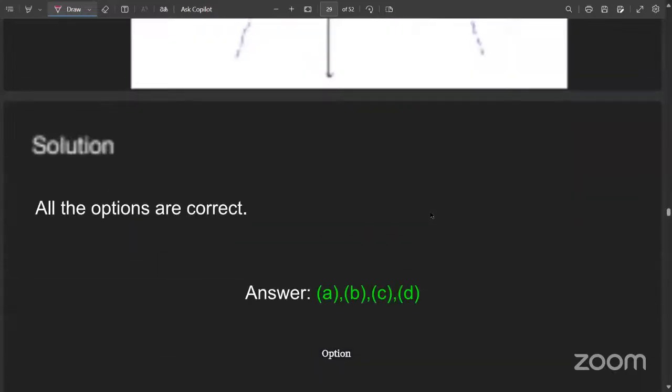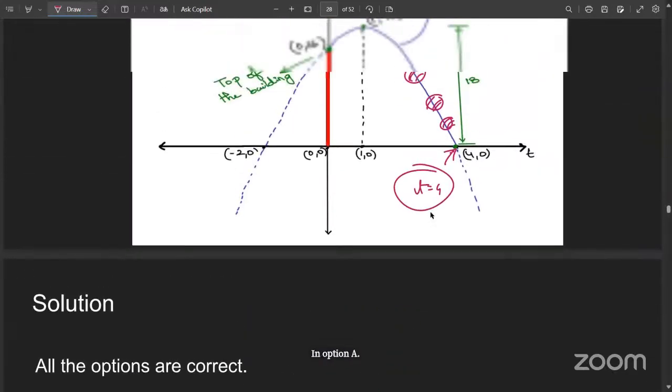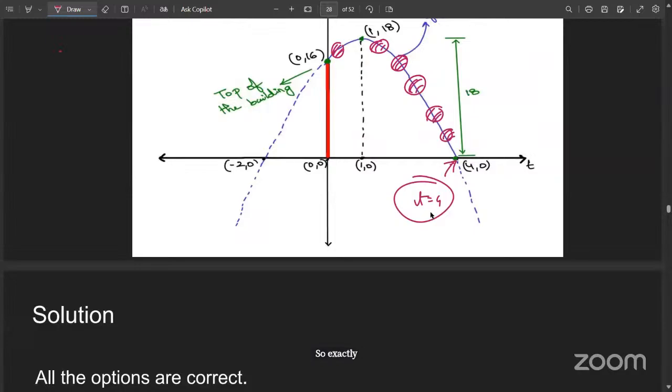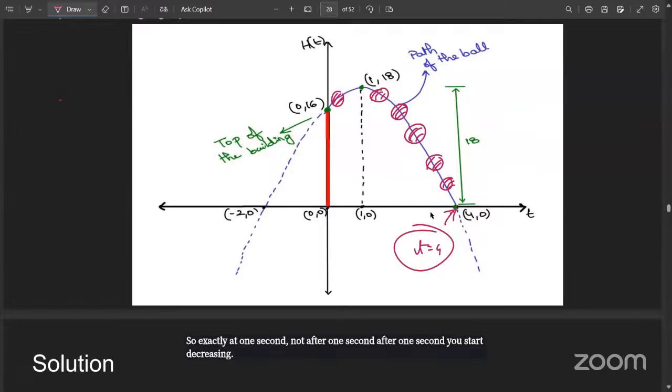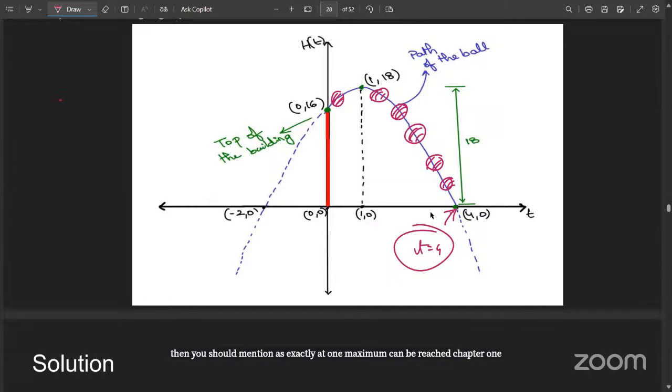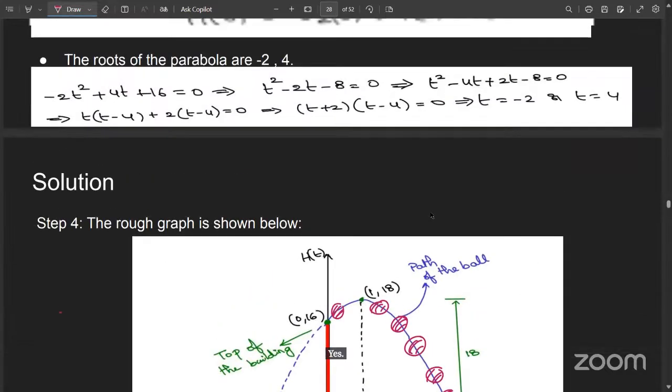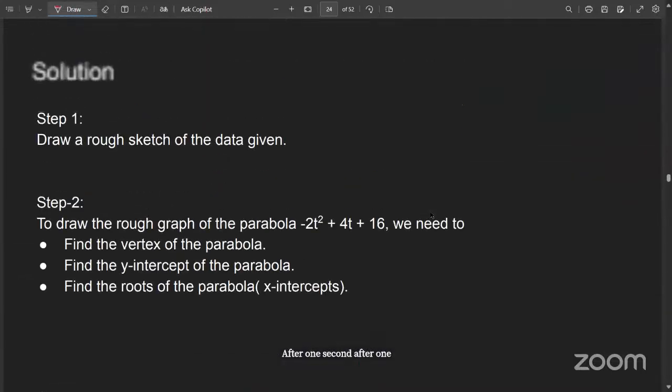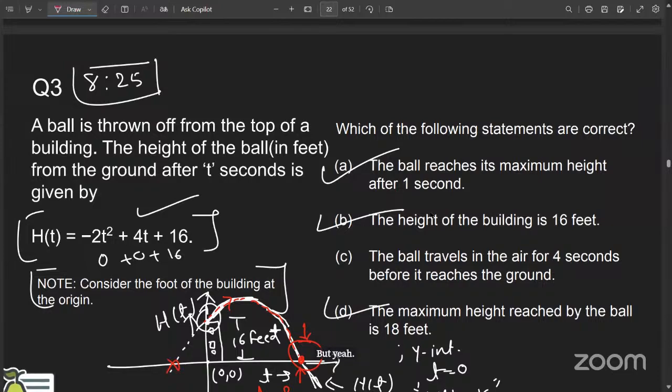In option A, the maximum is reached exactly at 1 second, not after 1 second. After 1 second, it will start decreasing because at 1 we have the vertex. The vertex is mentioned as the exact point where the maximum can be reached. So exactly 1 should be there, not after 1. The maximum height is happening exactly at 1, so that should be exact.